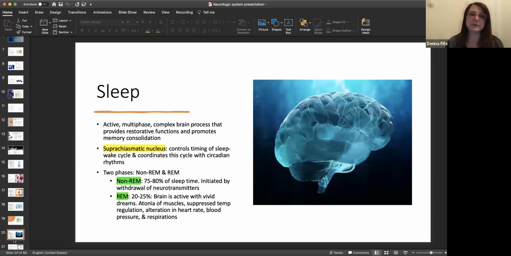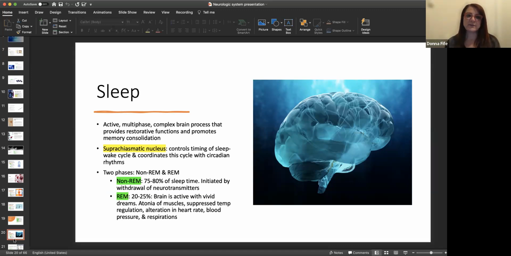Sleep is an active, multi-phase, complex brain process that provides restorative functions and promotes memory consolidation. The suprachiasmatic nucleus controls the timing of the sleep-wake cycle, and it coordinates the cycle with circadian rhythms. There are two phases in sleep, non-REM and REM.